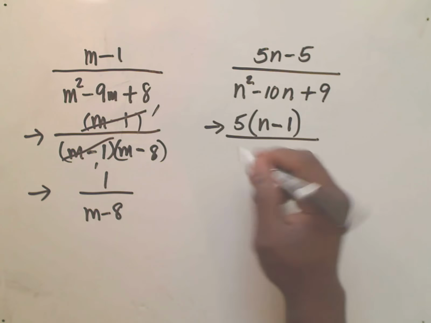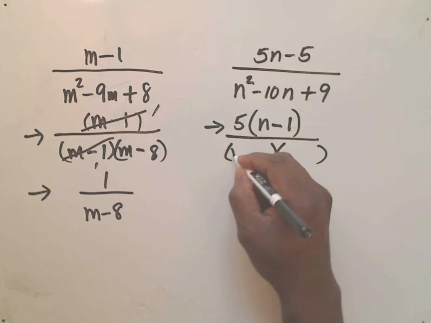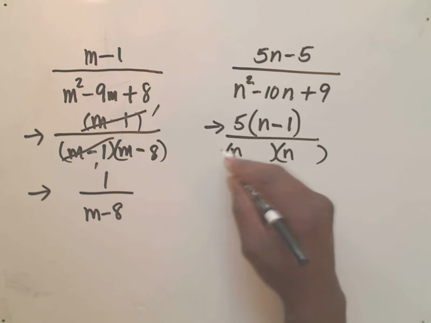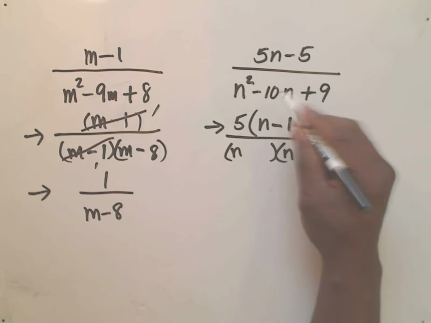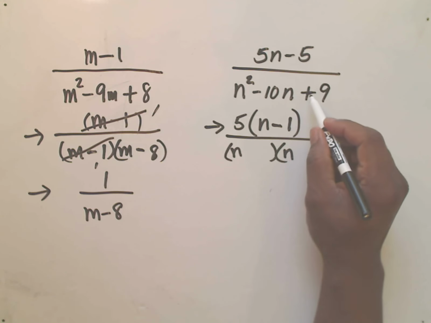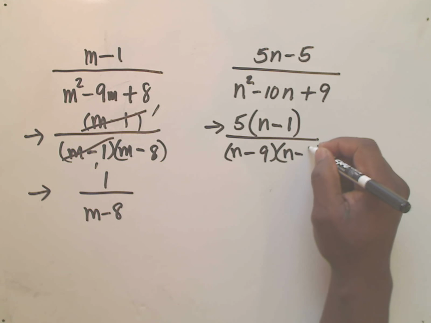And then in your denominator you have a trinomial. The leading term is 1, so we're just going to say n times n will give you n squared. And we need products of 9 that'll add to 10. Well, they both have to be the same sign. We know both of them are going to be negative, so it's going to be 9 and 1.